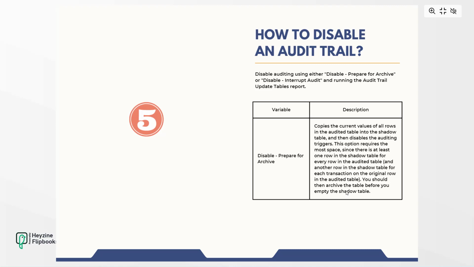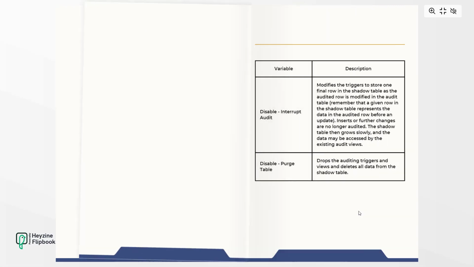Now the second option, disable interrupt audit. If you choose this option, what it does is modify the database triggers to store one final row in the shadow table as the audited row is modified. And after that, any insert or changes will no longer be audited. When compared to the previous option, this is a bit better in terms of data volume.